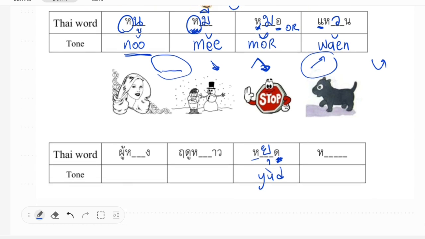Okay. Next word, the woman. We say in Thai, "phu ying". So "phu" and "ying". So we do need yo ying and the I sound. This together, "phu ying".